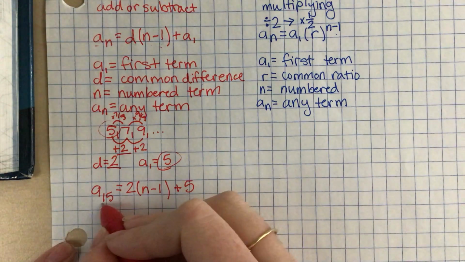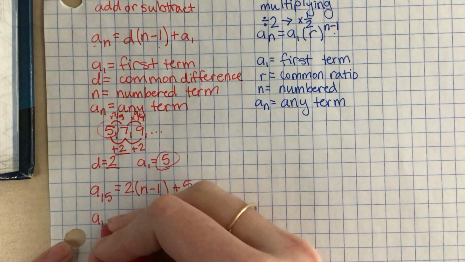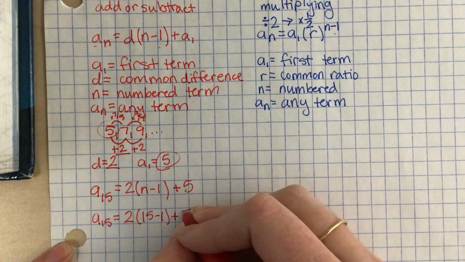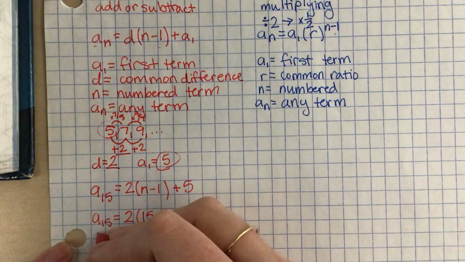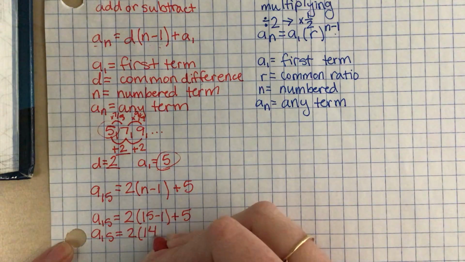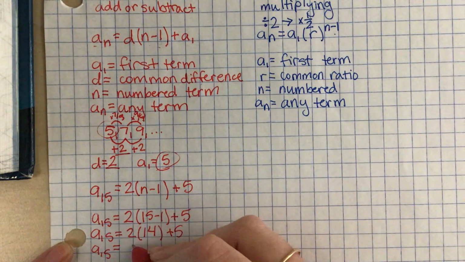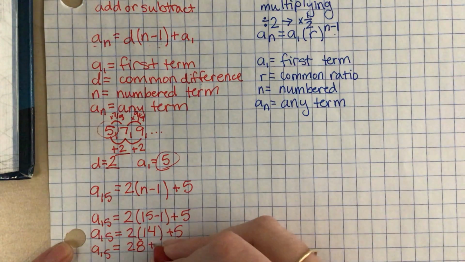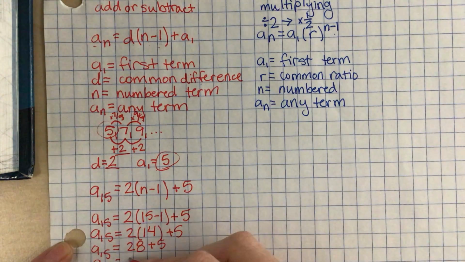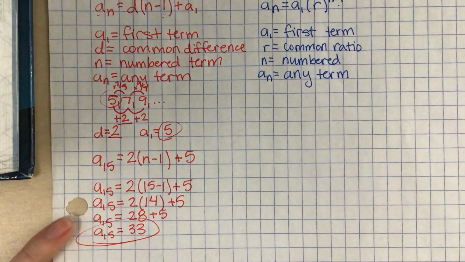Now, since this 15 is down here instead of n like it is up here, we know that our n has to be 15. So we can change that to be 2 times 15 minus 1 plus 5. Now, we can keep going here, and we would get 2 times 15 minus 1 gives me 14, plus 5. And 2 times 14 would be 28 plus 5, which gives me 33. So our 15th term in that sequence would be 33.